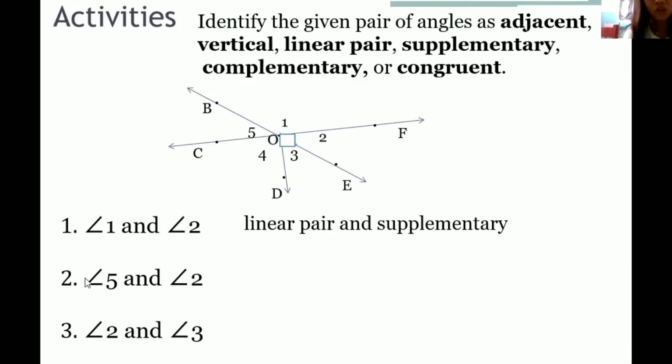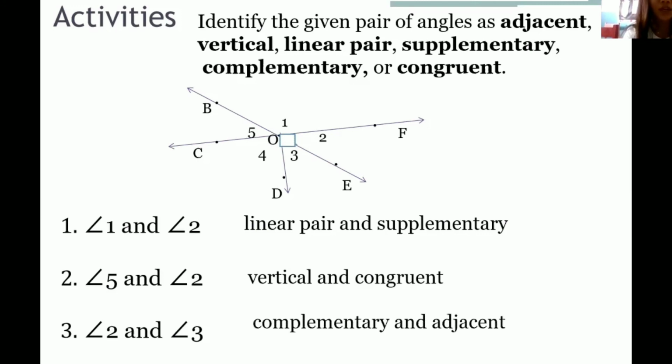Then angle 5 and angle 2, okay, vertical and congruent. Because angle 5 and angle 2 are formed by two intersecting lines. These two intersecting lines form angle 2 and angle 5. So they are vertical and they are also congruent. Their non-adjacent sides are opposite to each other, right? These are opposite rays of the angle. So they are vertical.